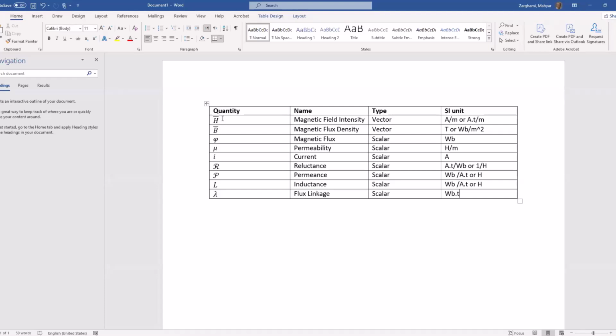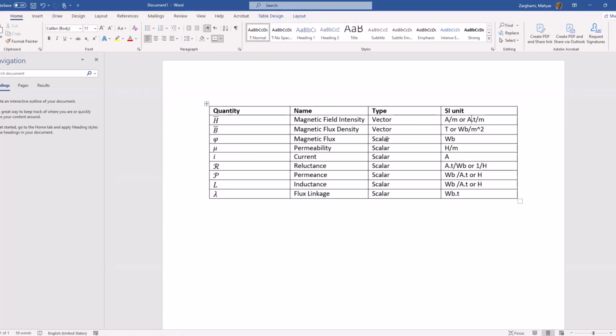So we talked about H and B, which were both vector quantities. H was magnetic field intensity, and B was called magnetic flux density. The SI unit for H is ampere per meter, or ampere turn per meter. Ampere turn is related to the cases where you have a number of turns that are producing that magnetic field. So in that case, in order to show the effect of turns, we use the ampere turn instead of ampere. B was the magnetic flux density, which is also a vector. Its unit is Tesla, or Weber over meters squared.